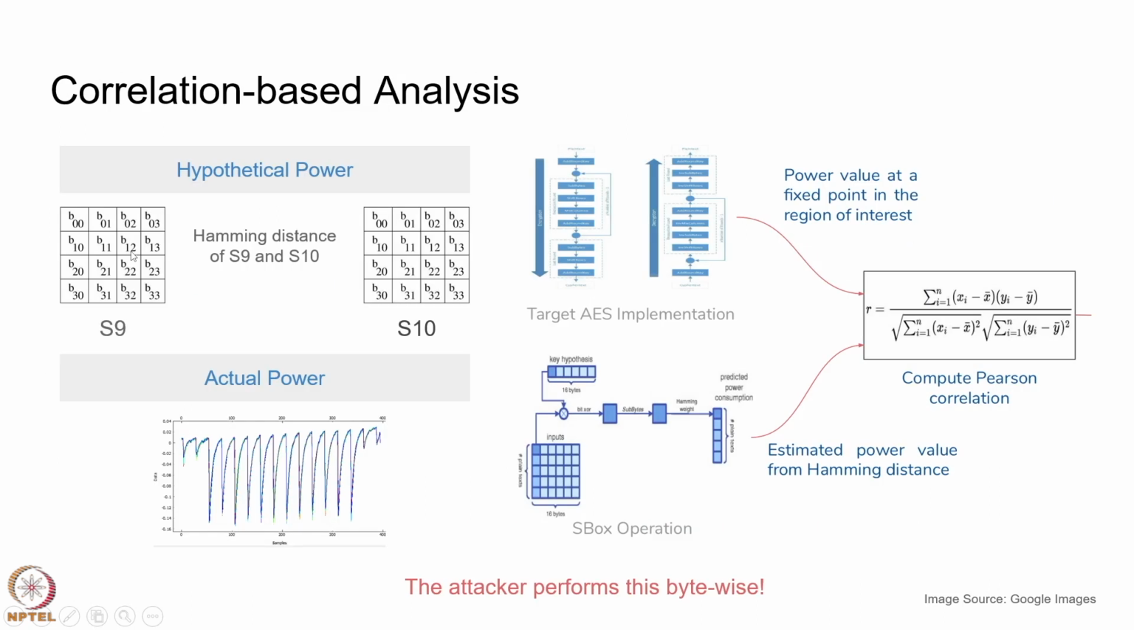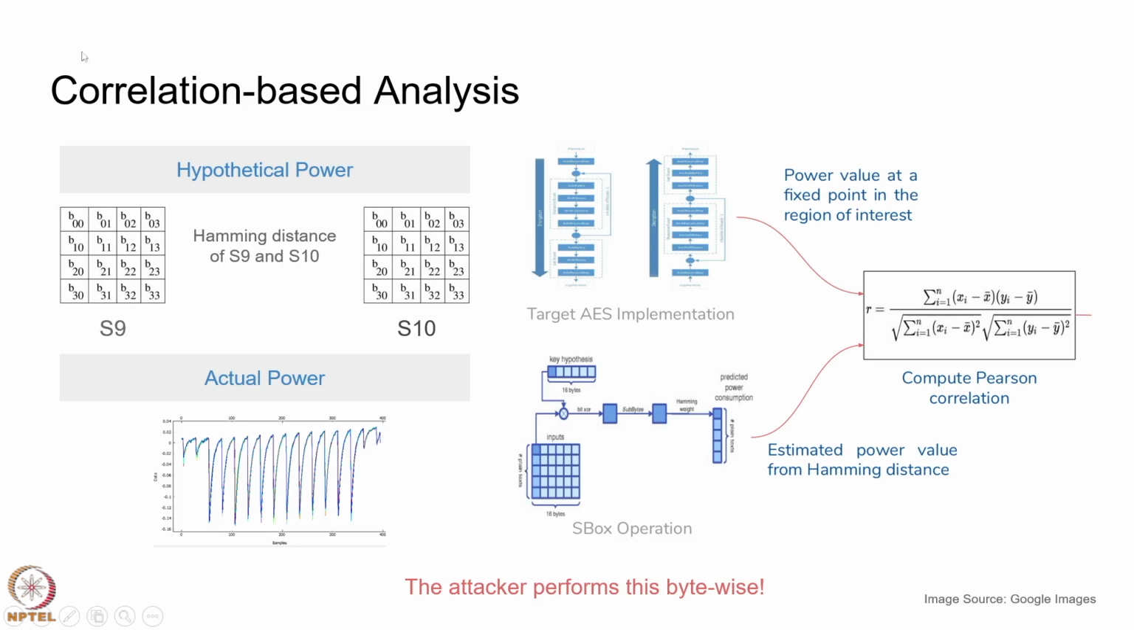Collecting the Hamming weight is pretty easy: you just calculate the number of ones in this B00. But if you are calculating the Hamming distance, what you need to do is calculate the Hamming weight of the XOR of the 10th round first byte and the 9th round first byte. That is how you calculate the Hamming distance.